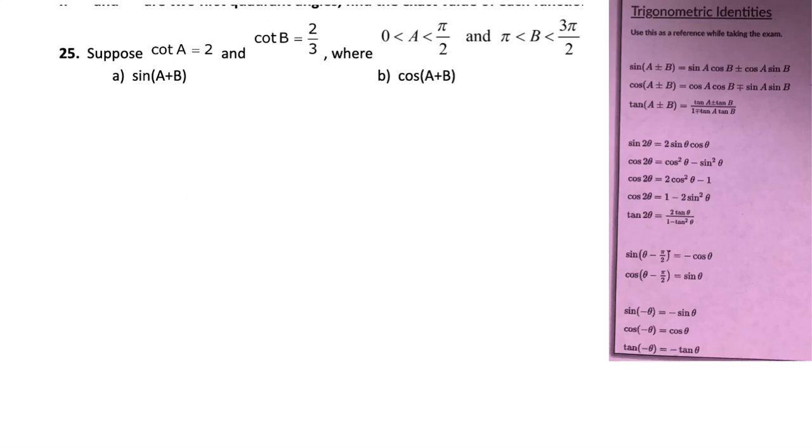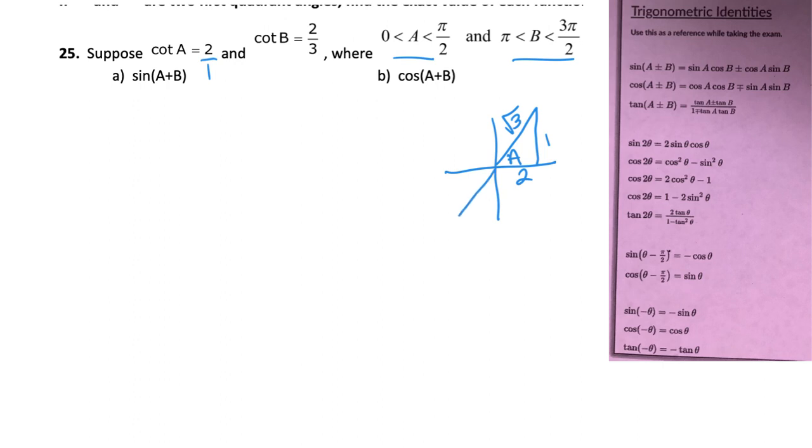Okay, so given this problem up above, this is similar to the first problem you had to do. Given this information, I'm going to make a drawing for each angle, A and B. Angle A has to be here, and based on what it tells me, I'm going to set this up as 2 and 1. When you do the Pythagorean theorem, you'll get square root of 3.